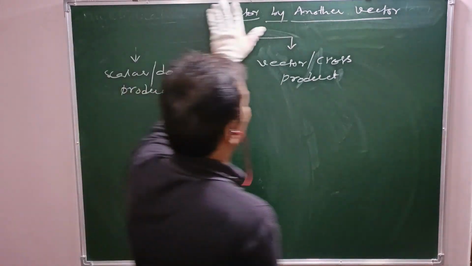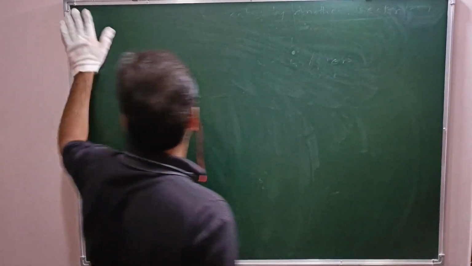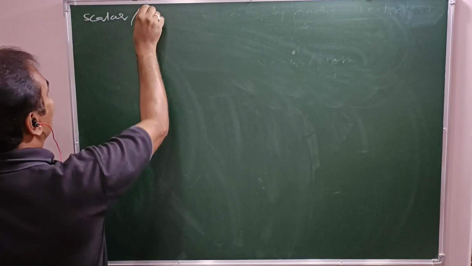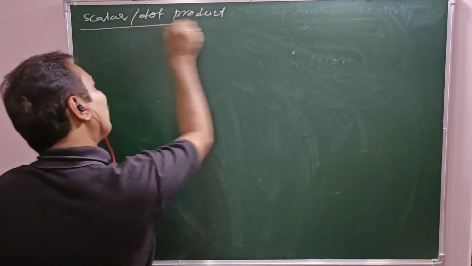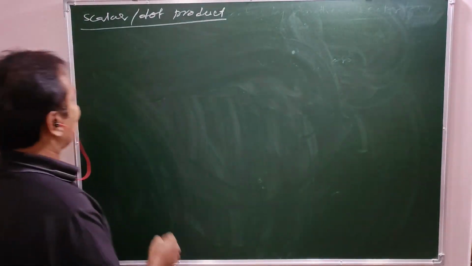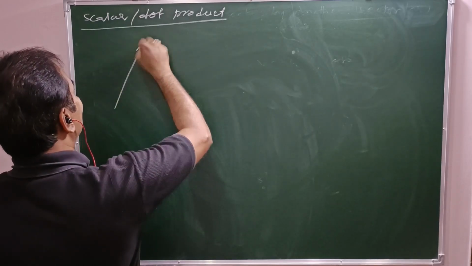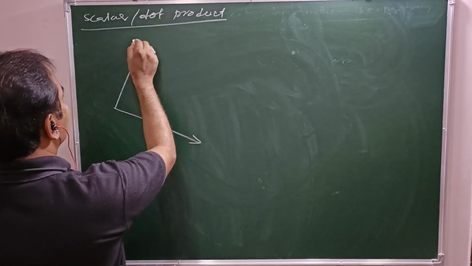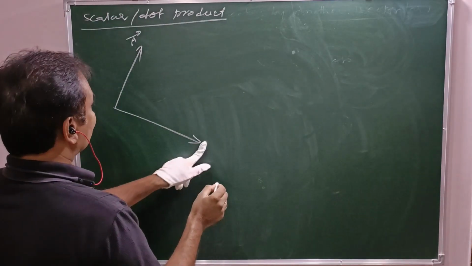Scalar or dot product of two vectors. Suppose here we have two vectors. Say this is A bar, this is B bar.